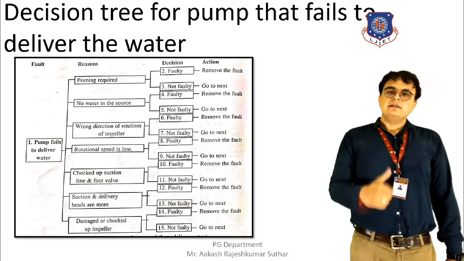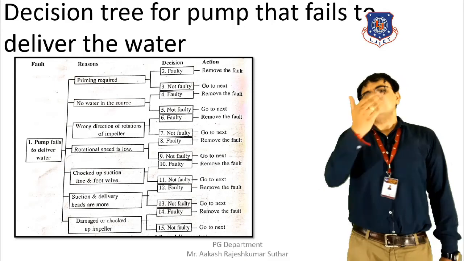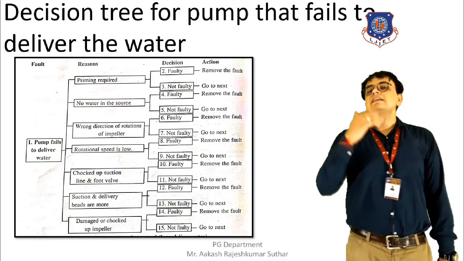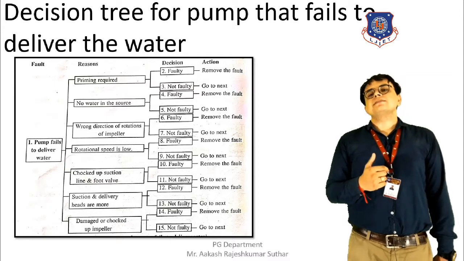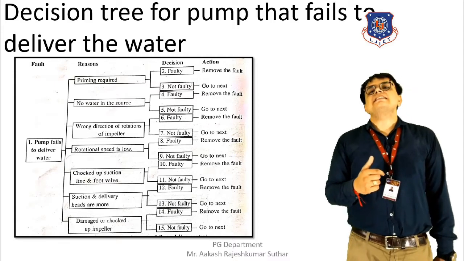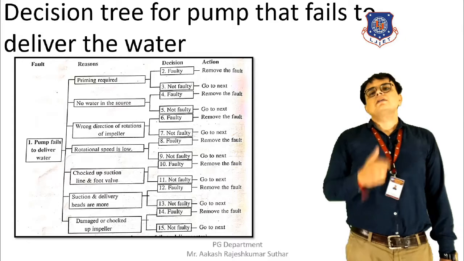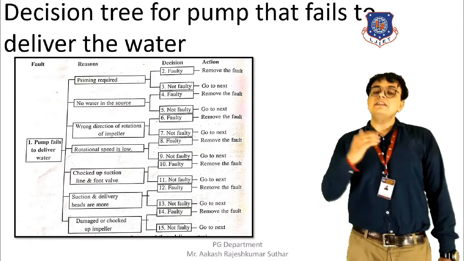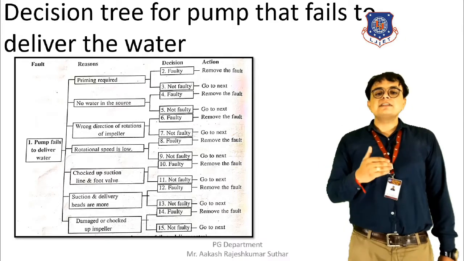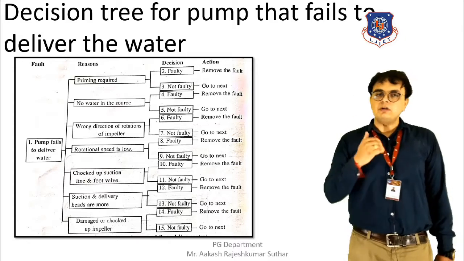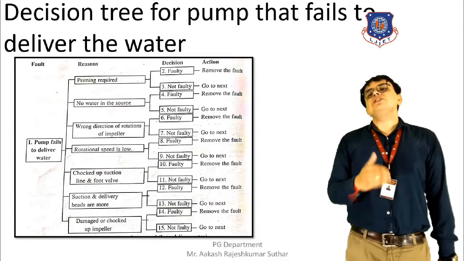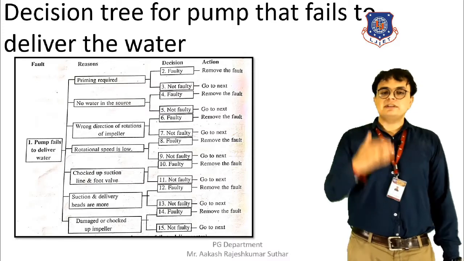So now moving towards the next reason, that is the rotational speed is low. If it is actually found low, then we should write the decision as faulty, and there it should be written as remove the fault. But if the rotational speed is not found low, then in the decision we should write it as not faulty, and in the action we should write move towards the next fault.